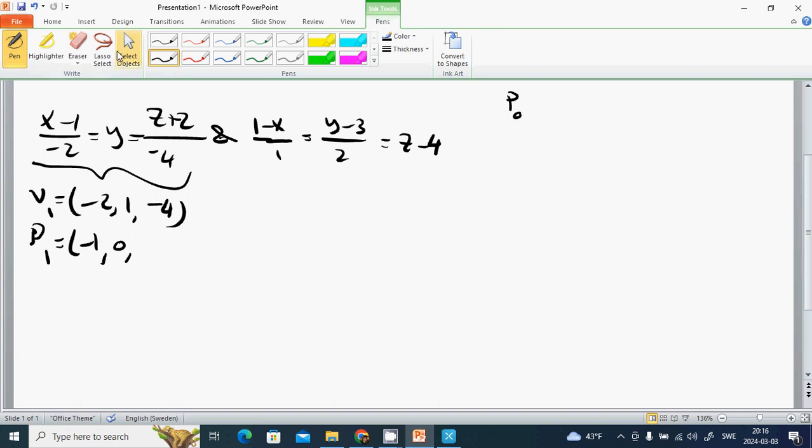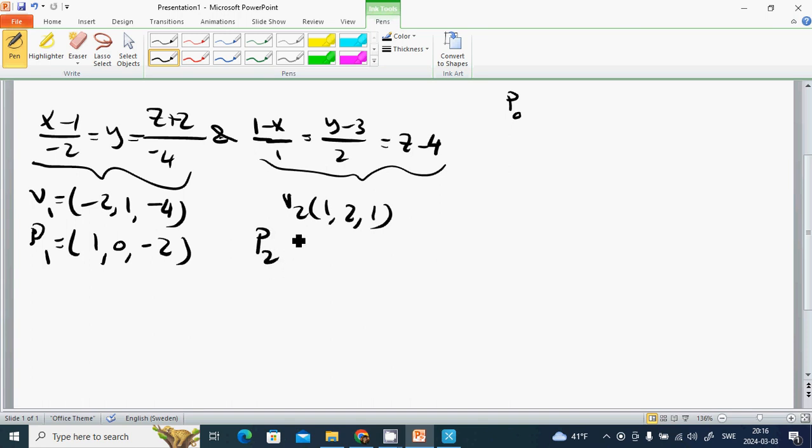Then V1 equals minus 2, 1, minus 4 and a point P1 equals 1, 0 and minus 2, and here V2 is 1, 2, 1 and P2 is 1, 3 and 4.